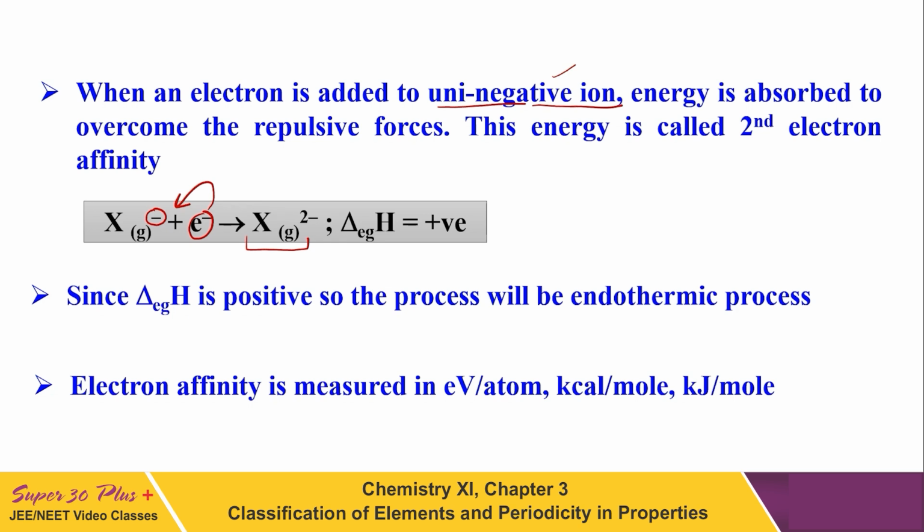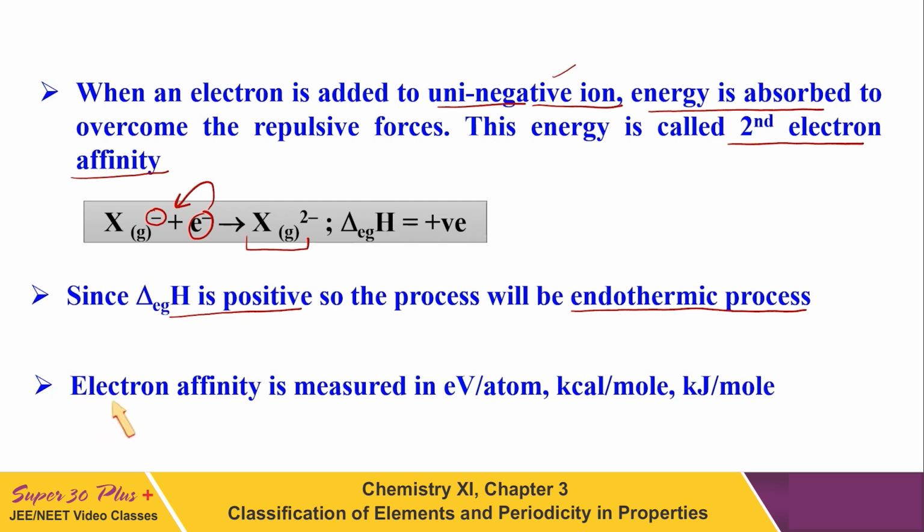That is the reason why delta Heg for the second instance is always positive. So in this case, energy is absorbed, and this is called, students, second electron affinity or second electron gain enthalpy. So here delta H is positive, and of course it should be positive because here we are adding an electron to an anion, and the process will be endothermic. So energy is absorbed, right?